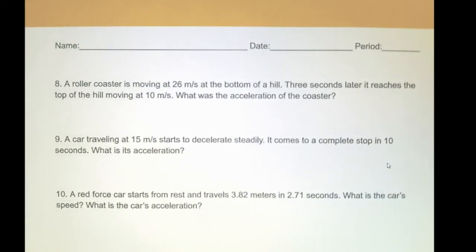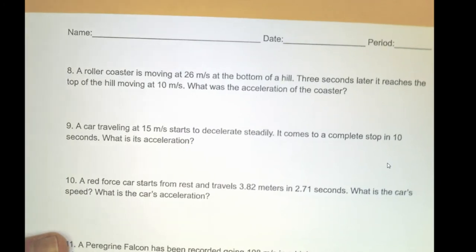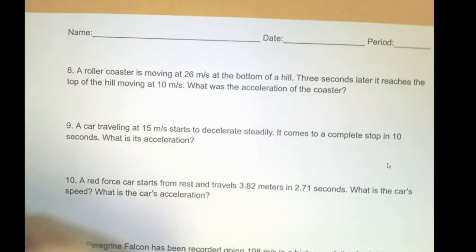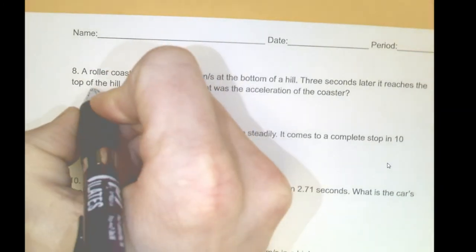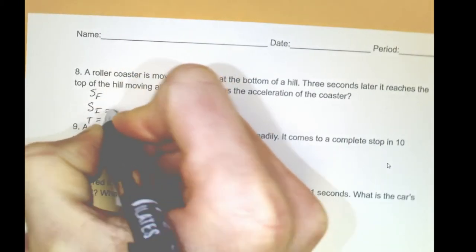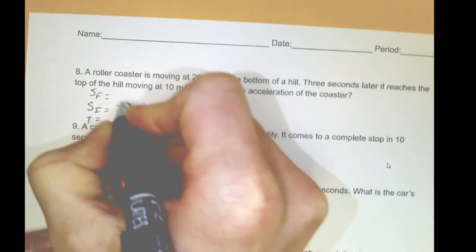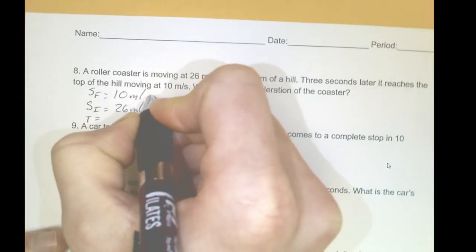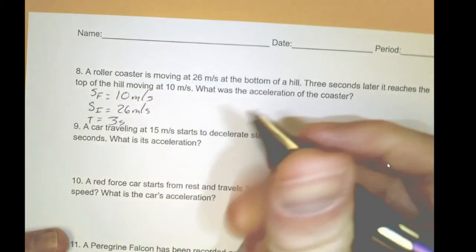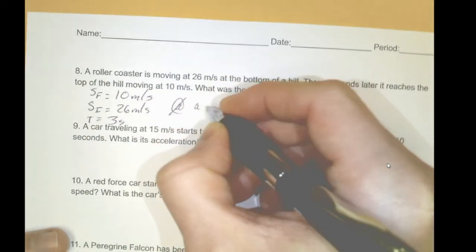A roller coaster is moving at 26 meters per second at the bottom of a hill, and then 3 seconds later it reaches the top of the hill moving 10 meters per second. What was the acceleration? And as always, final speed, initial speed, and time. Initial speed is 26 meters per second. Final is 10. And this time it took 3 seconds. Remember to draw a picture if you need to. Whoops, not an @ sign, just an A.